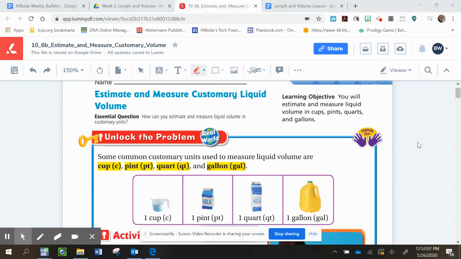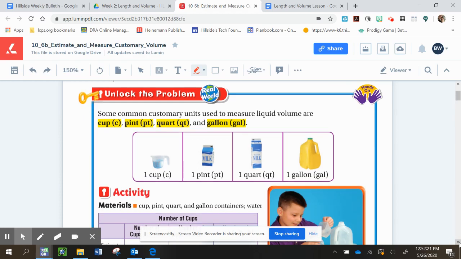Welcome back. I hope you enjoyed your little video on the metric units of capacity using liters and milliliters. We're going to move on and use the customary units of measuring capacity or liquid volume. And if you went through your video for vocabulary, you would have learned a lot about these different measurements: cups, pints, quarts, and gallons. And here are some pictures to share that with you.